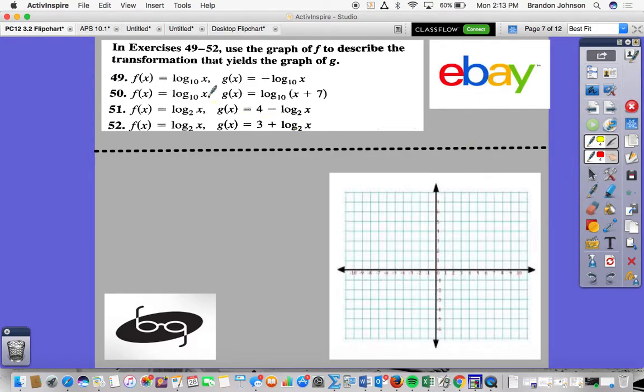Again, you could kind of look and see, like for instance on 51, what is the transformation there? Well, this is going to be a vertical shift up 4, and this negative reflects it over the x-axis. Okay, so it'll go up 4 and reflected over the x-axis to where it will look like this, like we just showed earlier.